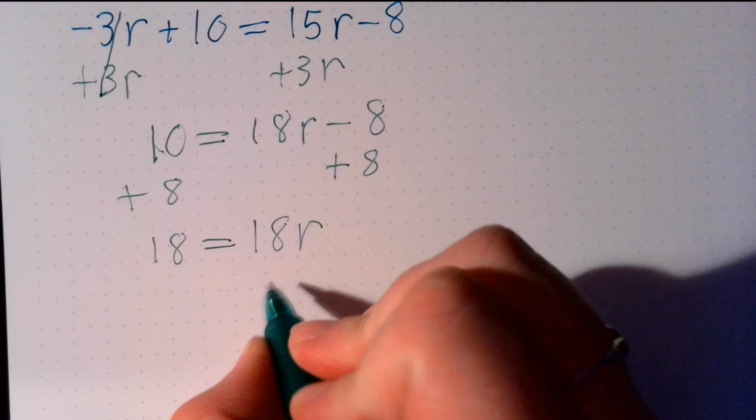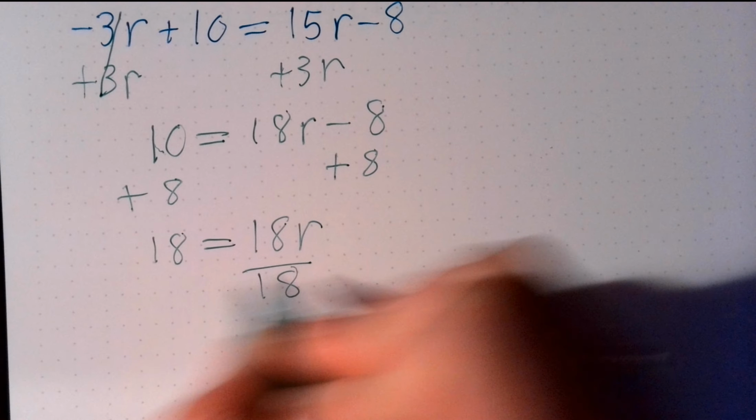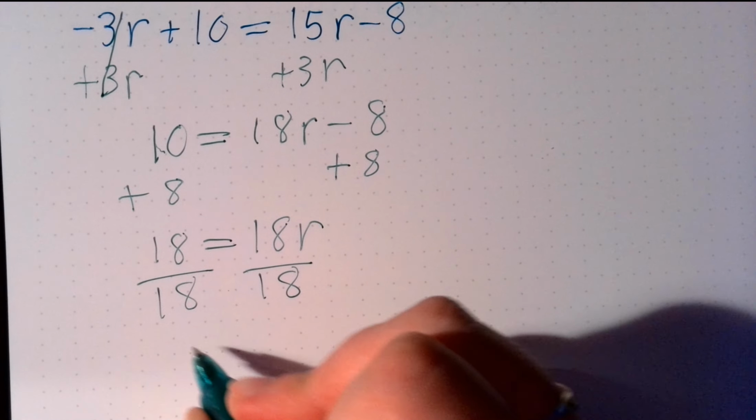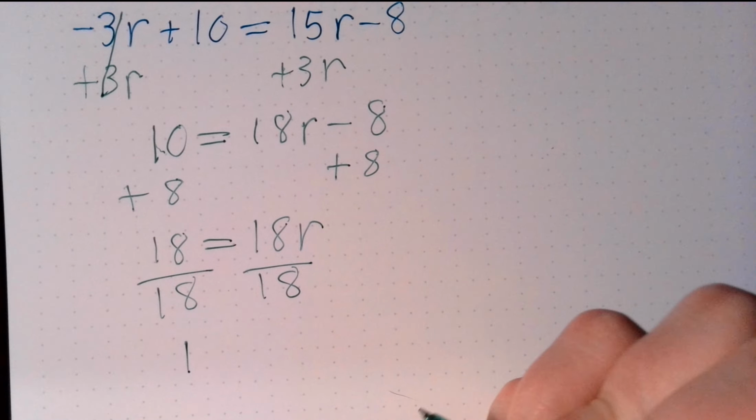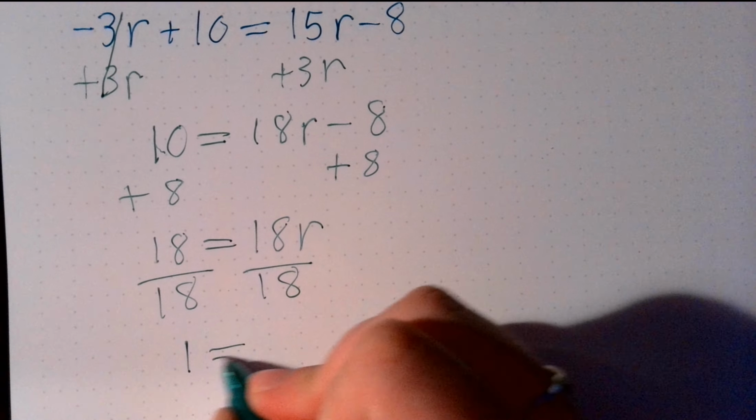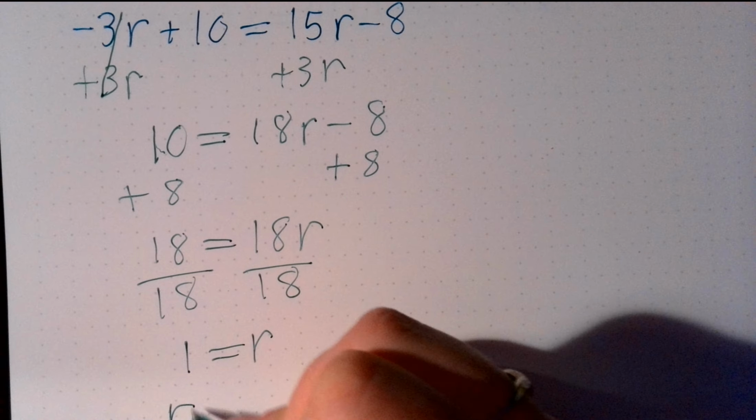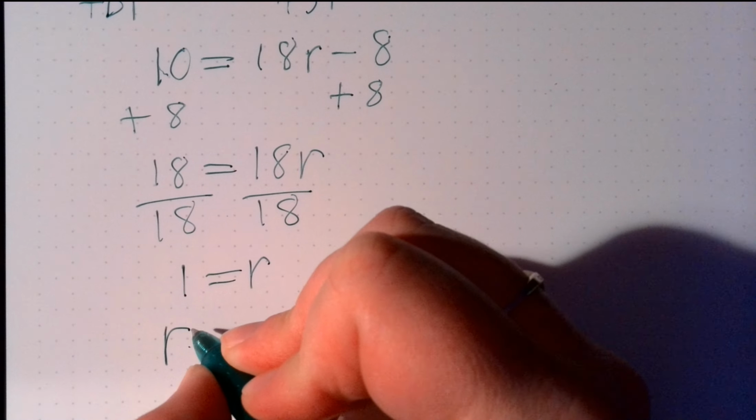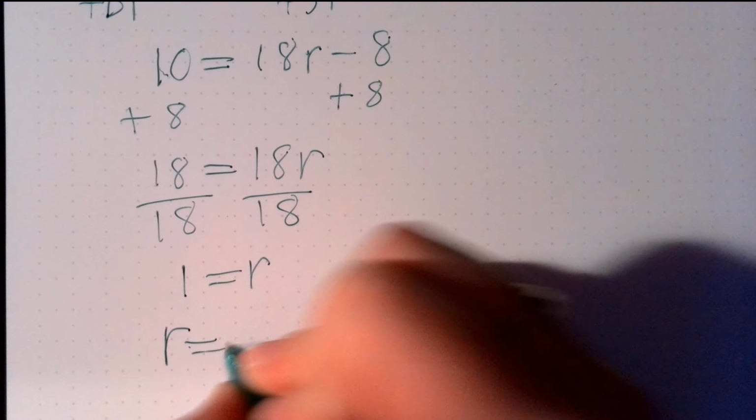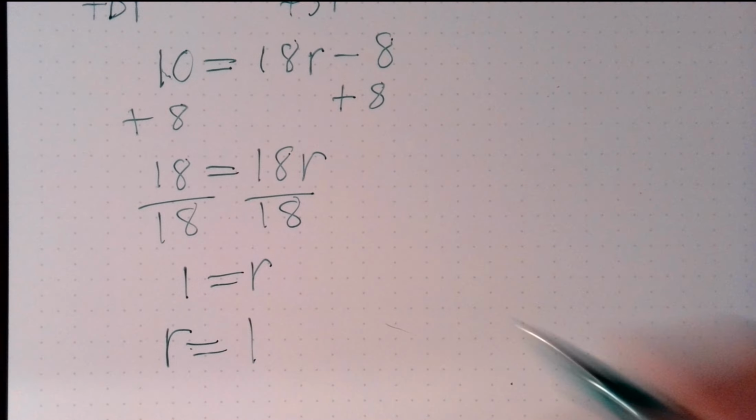Okay, 18 is multiplying to r, so we're going to divide 18 on both sides, which is 18 divided by 18 is 1. So r is equal to 1.